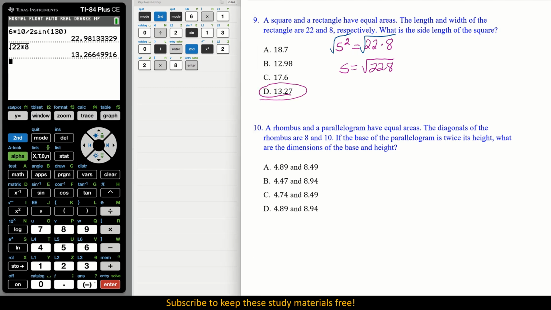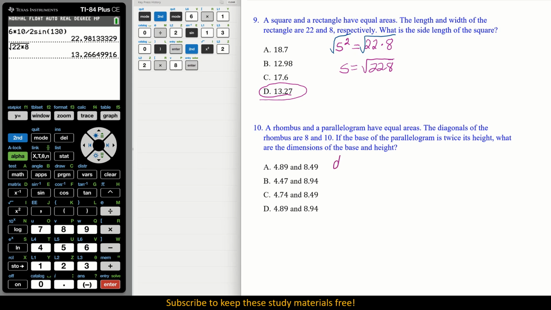All right, now number 10. A rhombus and a parallelogram have equal areas. The diagonals of the rhombus are 8 and 10. If the base of the parallelogram is twice its height, what are the dimensions of the base and height? Okay, that sounds a lot worse than it is. Okay, so what do we do? Well, we have two formulas, simple formulas.